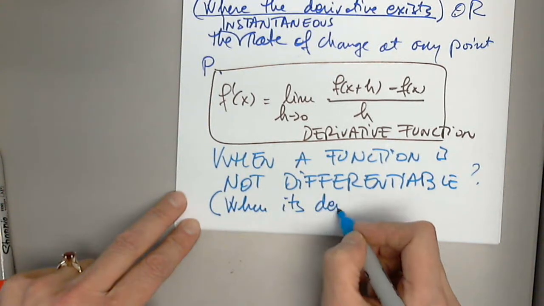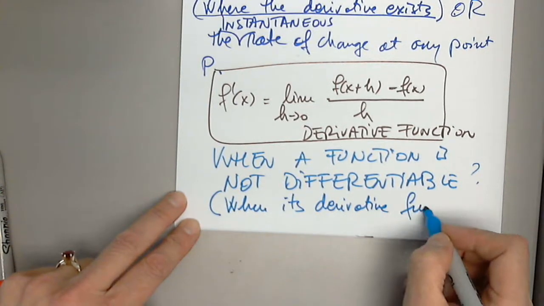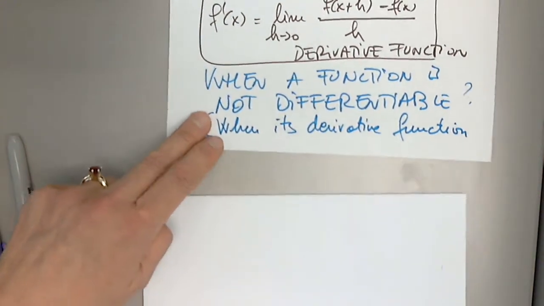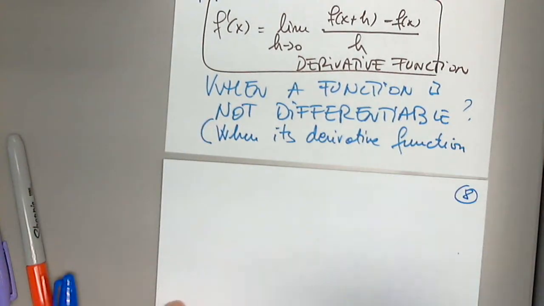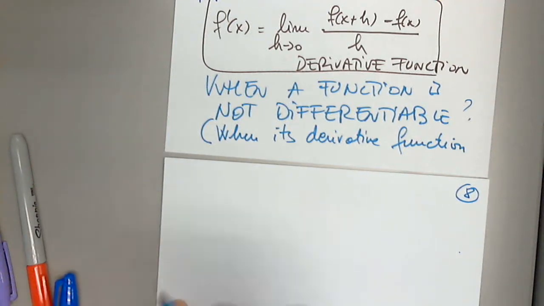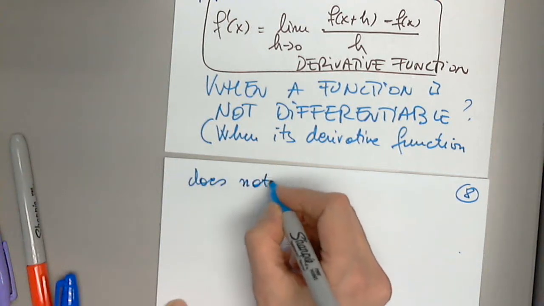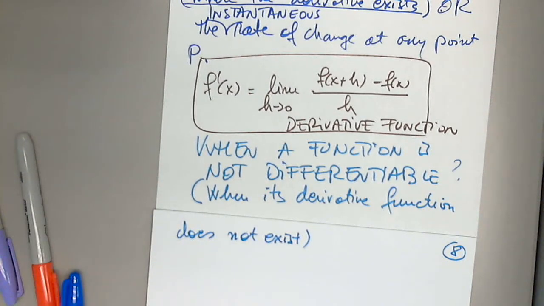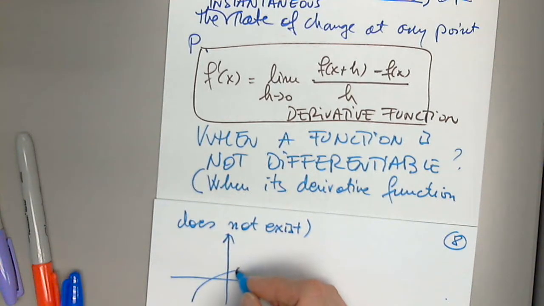When its derivative function does not exist. There are a few situations that we have to be aware of. So when a function is not differentiable, in other words, when its derivative function will not exist, few situations. Here's a situation, and you will tell me in general. I can give several examples.